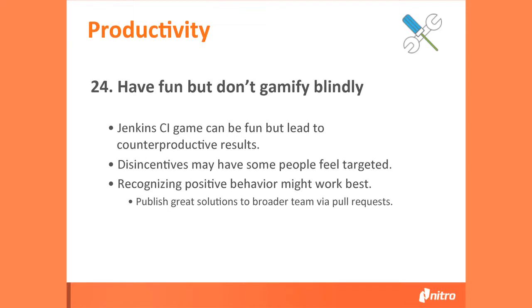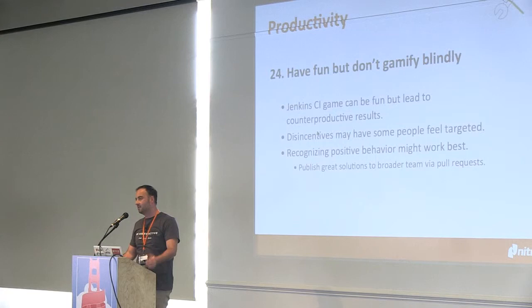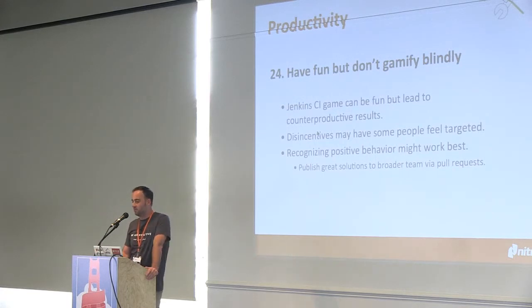So please try to avoid doing that. For example, for the sake of fun, we had a Jenkins drinking game type of thing going on in Nitro. And that created some disincentives where people really felt potentially targeted because they were not committing as fast as other people. And that's just the wrong way of looking at metrics that don't matter at all.